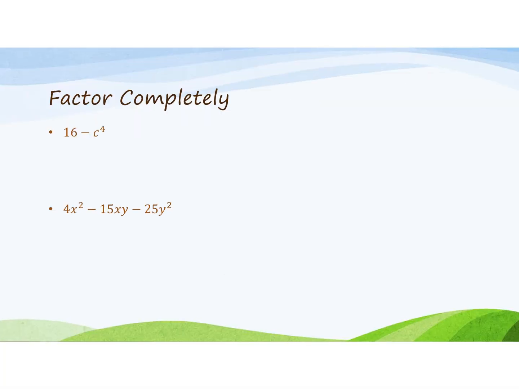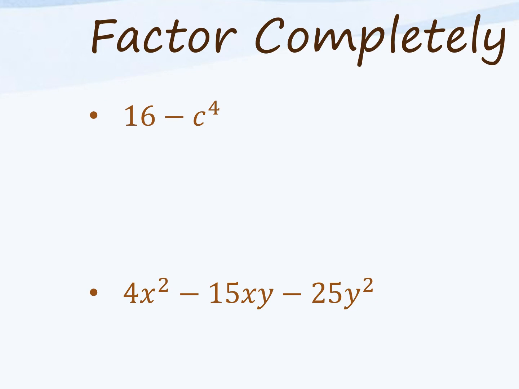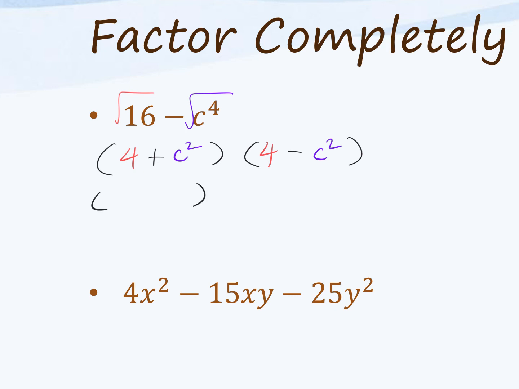I'm just going to go ahead and realize that these are perfect squares. So I'm going to square root and square root. So set up my 2 binomials. One gets a plus sign, one gets a minus. Square root of 16 is 4. Square root of c to the 4th is c squared. The first binomial, there is no way to factor the sum of 2 perfect squares. So I'm just going to rewrite that one.